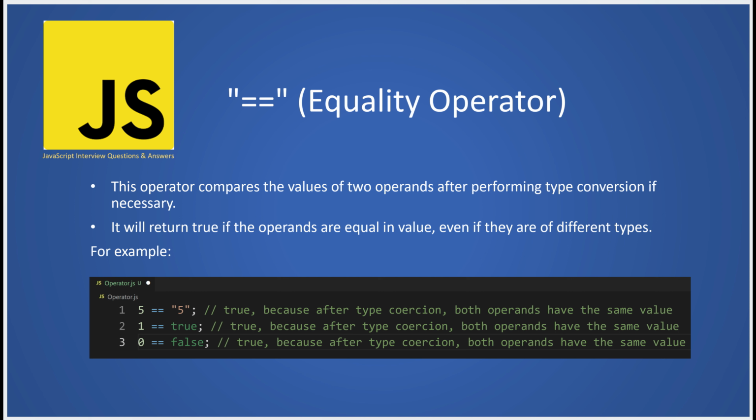So if you compare 5 and "5", it will return true. Even though one is a number and the other is a string, after type coercion, they're seen as the same. The same goes for 1 and true, or 0 and false. The equality operator is all about values, not types.